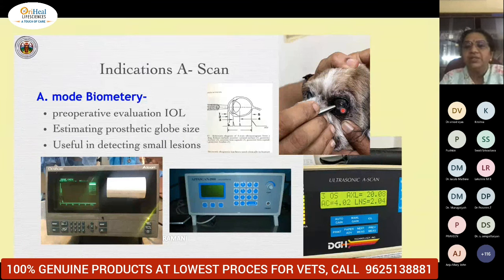You can desensitize the cornea, keep the A scan probe on the eye, and then get the readings. There are different types of machines in the market, and my preferred one is the DGH. That is the best available. And this is the case of OS. OS means the left eye, and OD is the right eye. So in the OS, the axial length is 20, the anterior chamber depth is 4.02 mm, and the lens is 2 to 2.04 mm thickness.